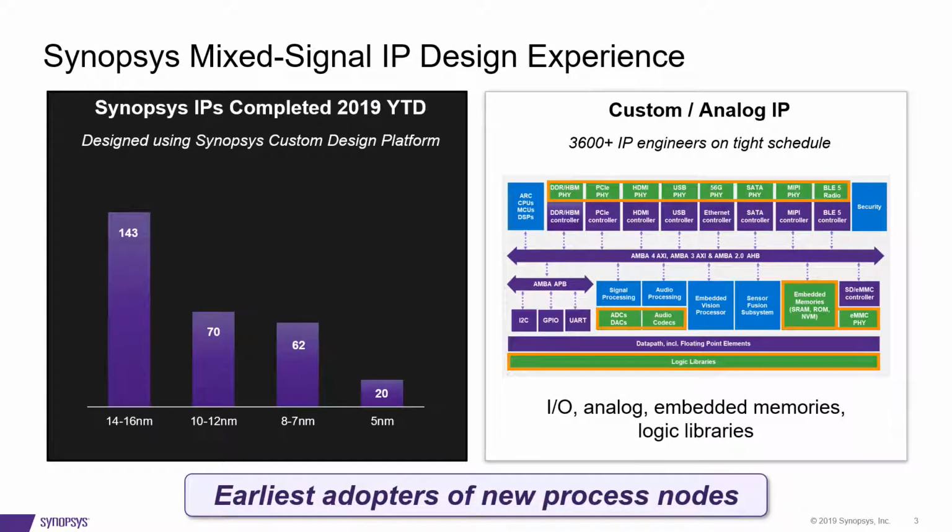Let me give an overview of our mixed signal IP team. We have 3,600 plus engineers working on building custom and analog IPs across the globe. These include IOs, analog, embedded memories, and logic libraries. Because these IPs should be ready when customers start designing, we are among the first to design on any new technology node. Hence, we discover the unique design challenges for a given node before other customers do. We build hundreds of IPs every year. Just in 2019, we have done 20 IPs on 5 nanometer node.